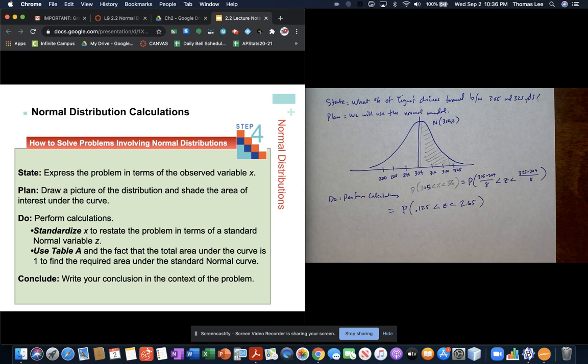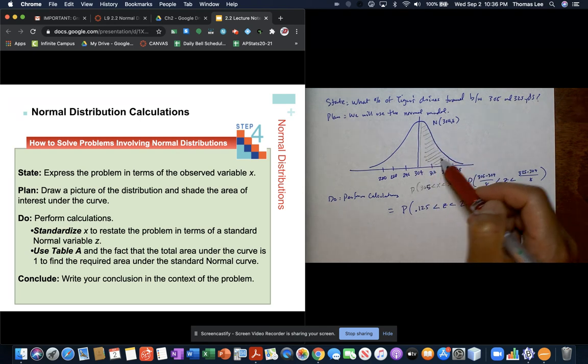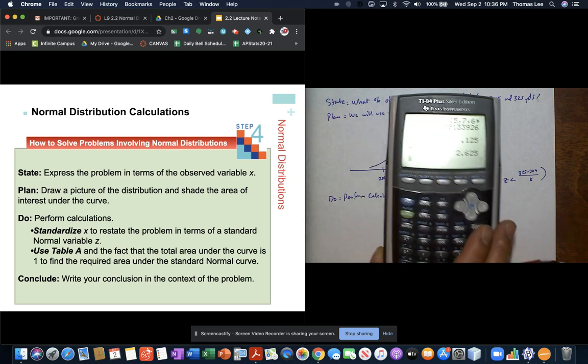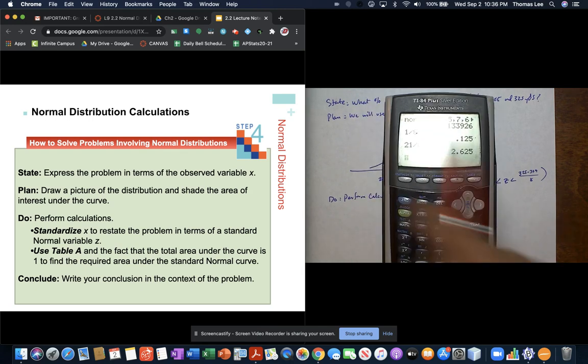This again is going to be a pretty large probability, because 2.65 is almost 3 standard deviations right of the mean, and the other end is almost at the mean. So this is not going to be quite 50%, but it's going to be a major chunk. If you look at the diagram, you can see it's a major chunk. Now we're going to use Table A. I don't have Table A with me, so I'm going to use technology.